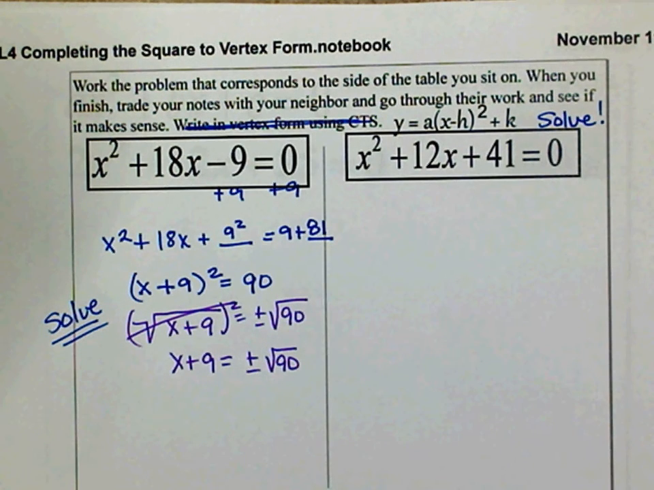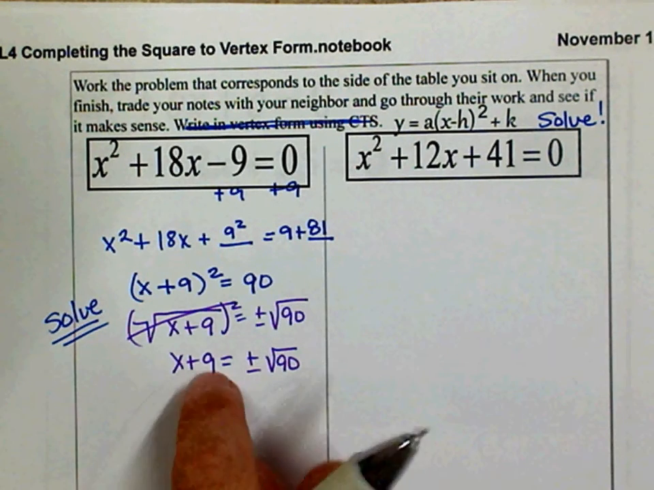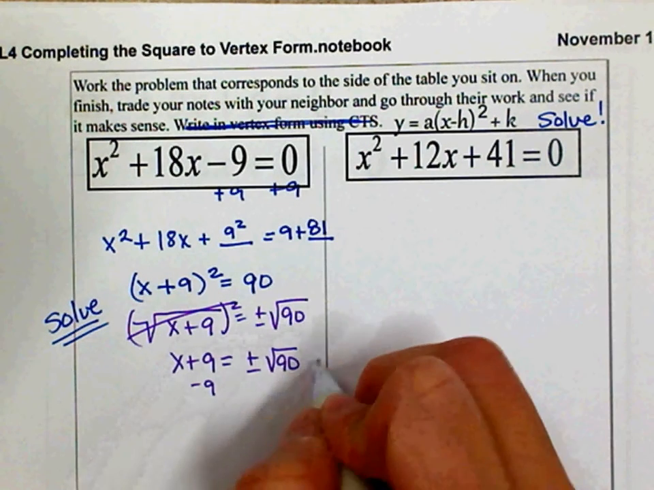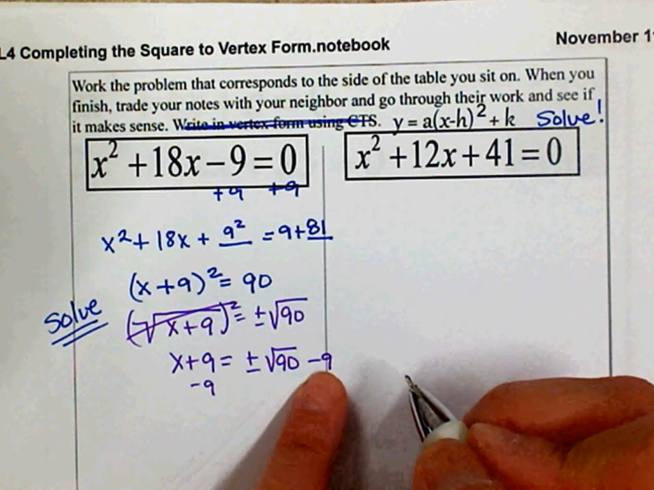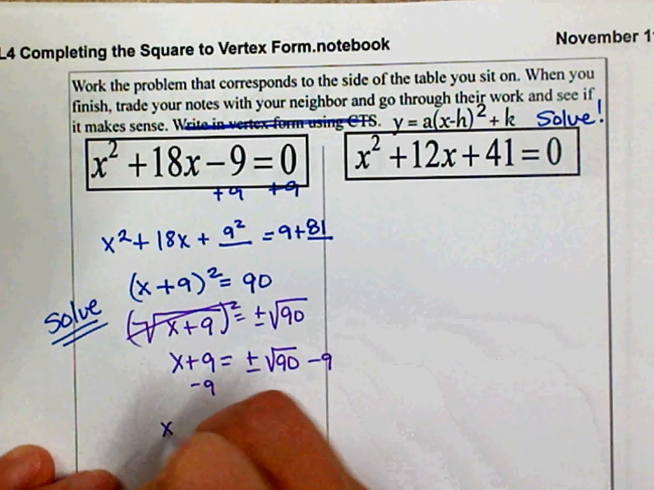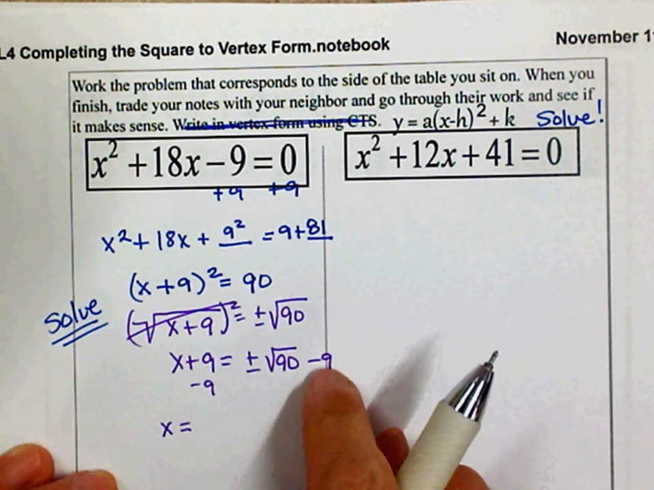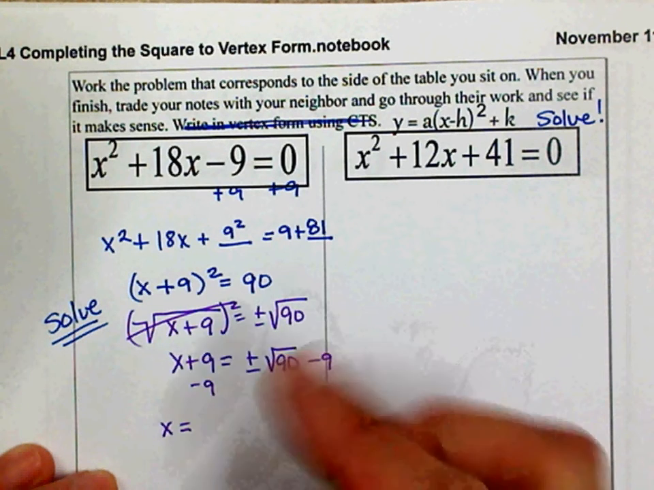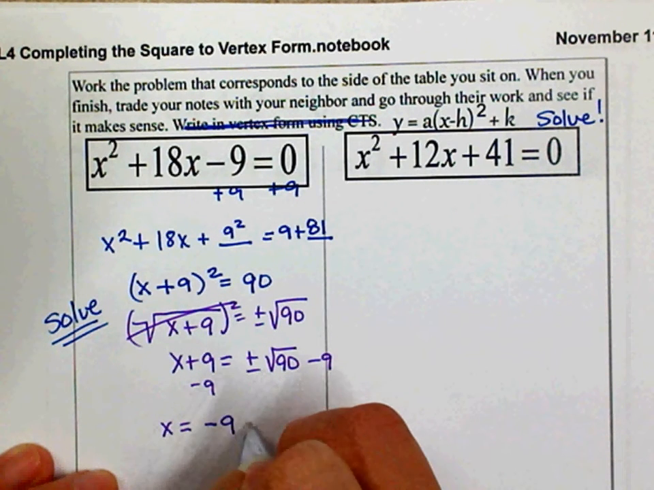Okay, now how do I get rid of that 9? Subtract 9, subtract 9. Notice it's not under the square root, okay? So x is equal to, I'm going to write this one first. I'm going to reverse these two. So I'm going to have negative 9 plus or minus square root of 90. Okay.